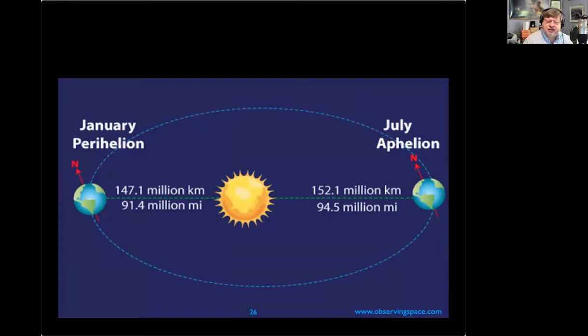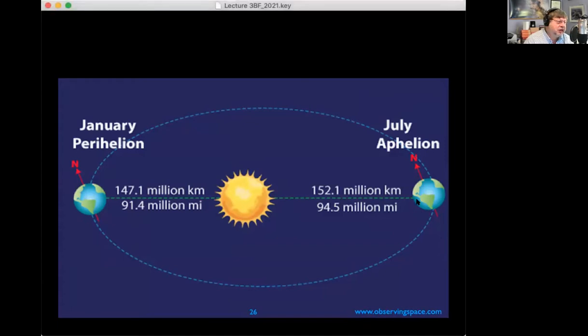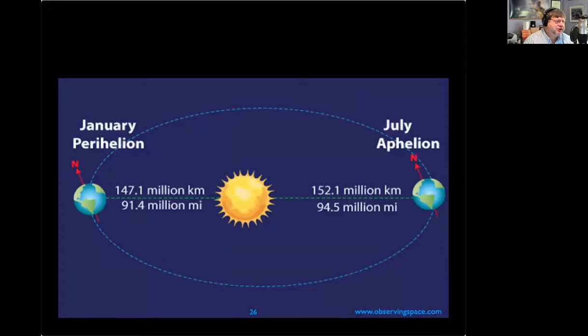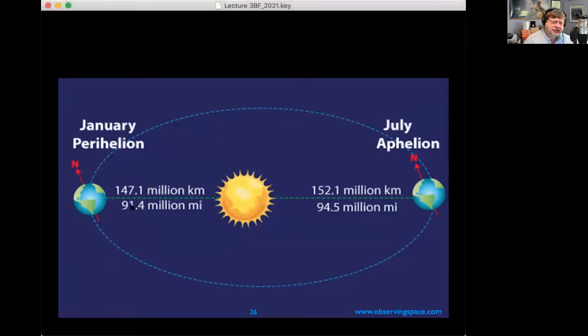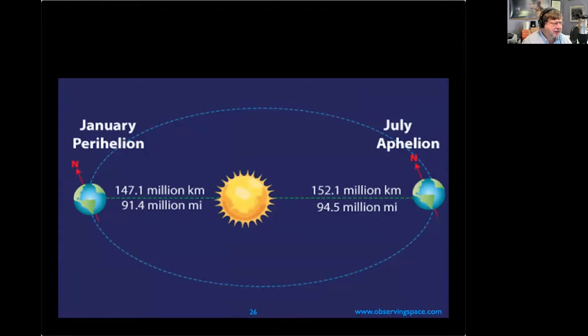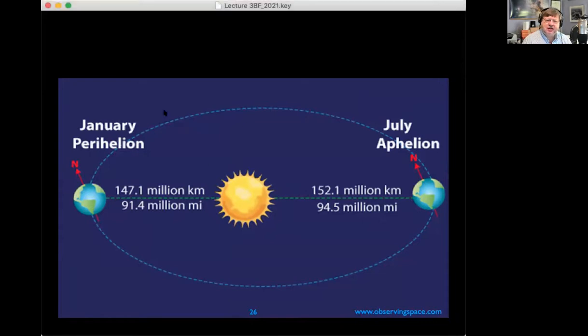Well, the sun does get farther away in July. It's farthest away in July, and it's closest in January. Okay. So they're completely wrong. It has nothing to do with the fact that the Earth's orbit is elliptical around the sun. It does get closer and farther away. So there must be another reason.